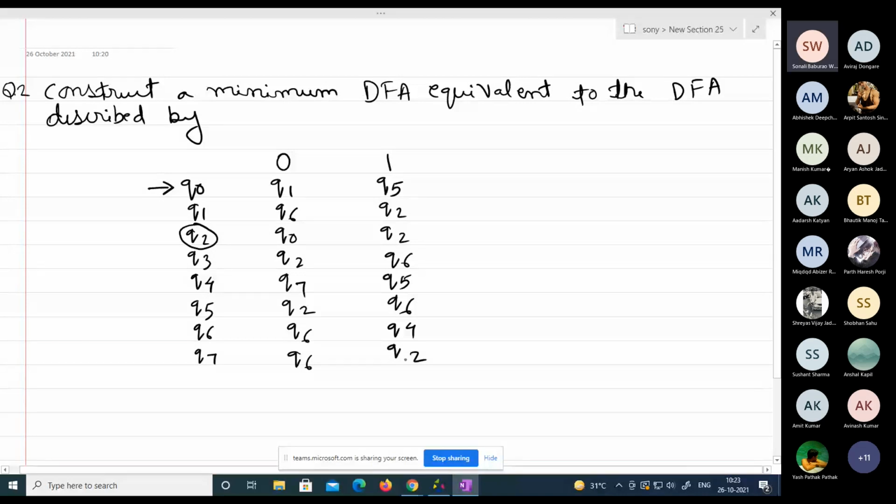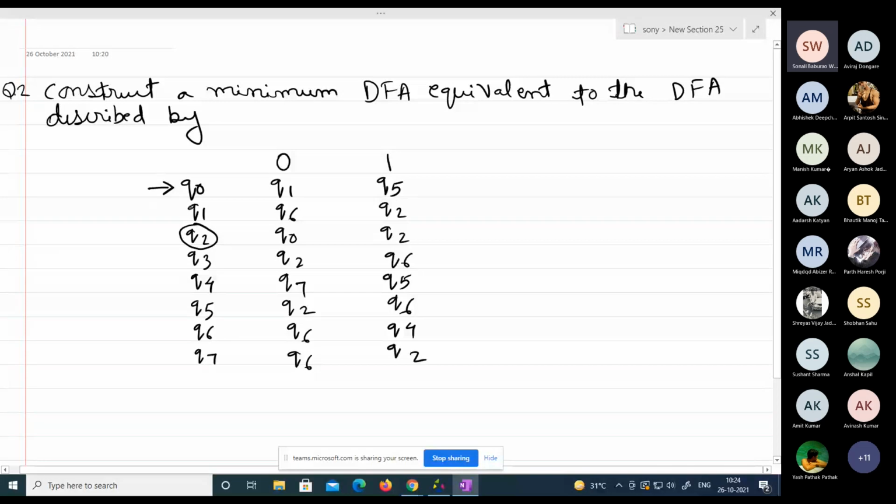This is the question which we are going to solve, and this belongs to tutorial number 5. Note it down. Construct a minimum DFA equivalent to the DFA described by this. They have not given the DFA, but instead mentioned that the DFA is described by this state transition table, where the arrow points towards Q naught, so Q naught is the initial state. Similarly, Q2 is the final state.